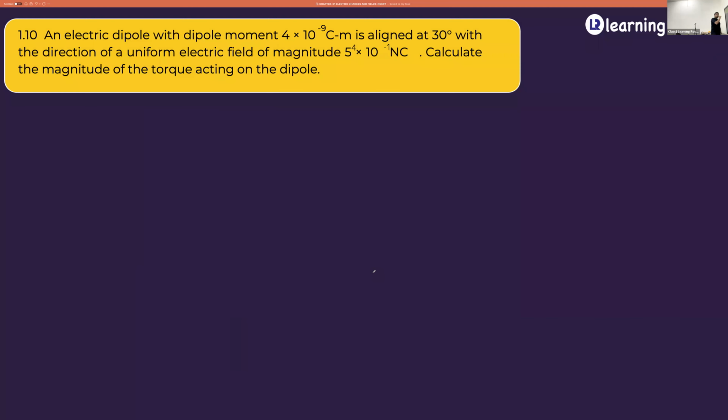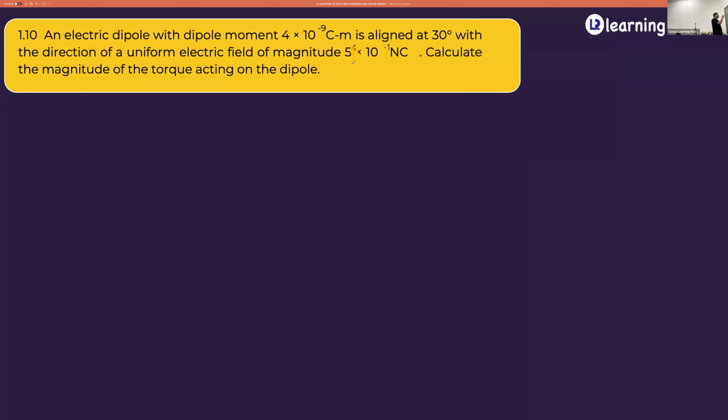An electric dipole with a dipole moment of 4 into 10 power minus 9 Coulomb meter is aligned at 30 degrees with the direction of a uniform electric field of magnitude 5 into 10 power 4 Newton per Coulomb. Calculate the magnitude of the torque acting on the dipole.